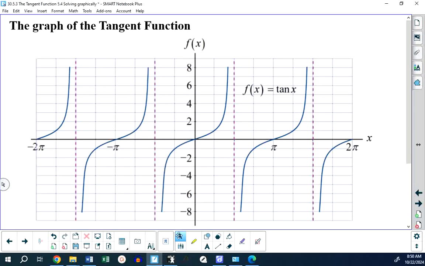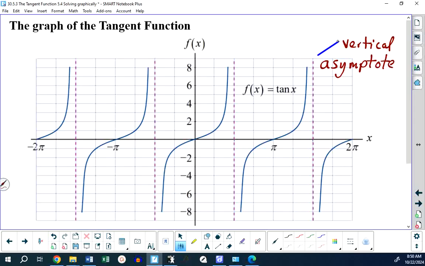In Math 20-1, you encounter these dotted lines for certain functions. This is called a vertical asymptote. One of the funniest words in mathematics. And there are all these vertical asymptotes because there are places where you are not allowed to take the tangent of a rotation angle. This vertical asymptote here is at pi over 2, or 90 degrees.